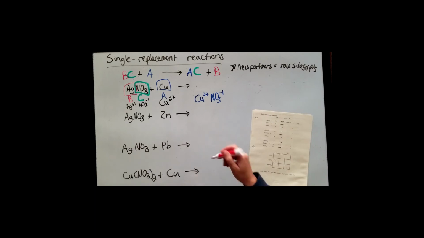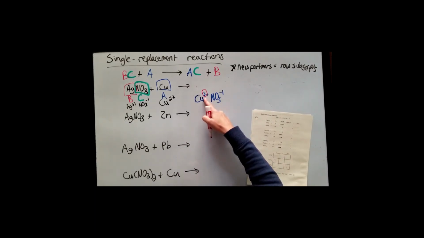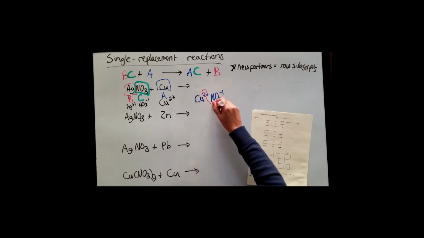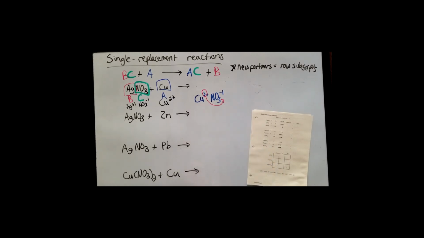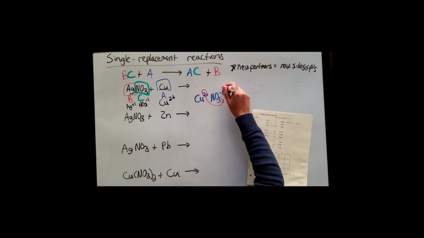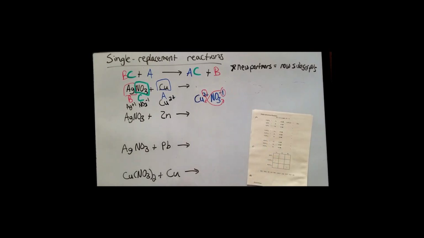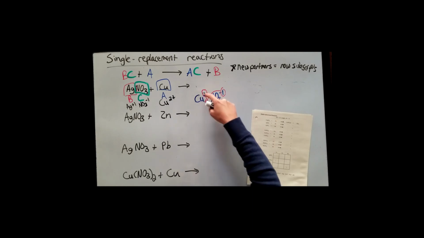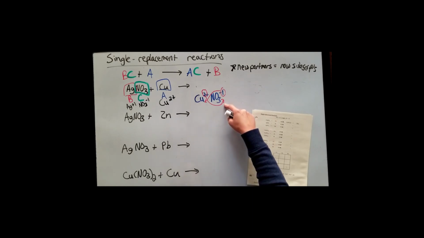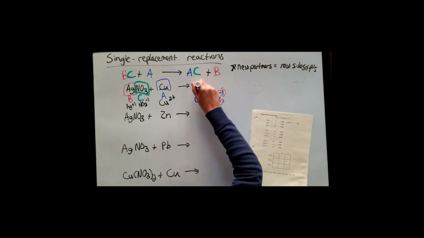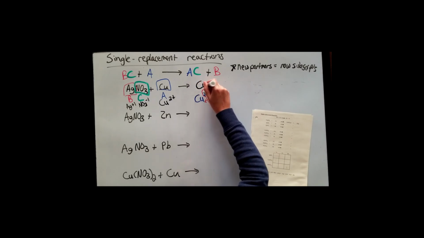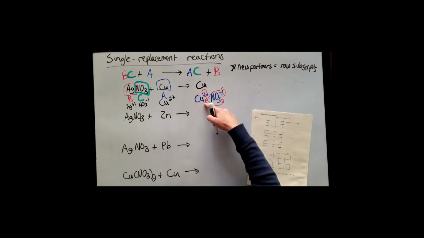So to figure it out, you can use the crisscross method, where you take this number and it becomes the subscript on the nitrate ion. So you're crossing it. This number then will become a subscript on the copper ion. So what this is telling me is if I have 1 copper and 2 nitrates, then that will be a neutral compound. So my product will be Cu, and I just want one of them from that there.